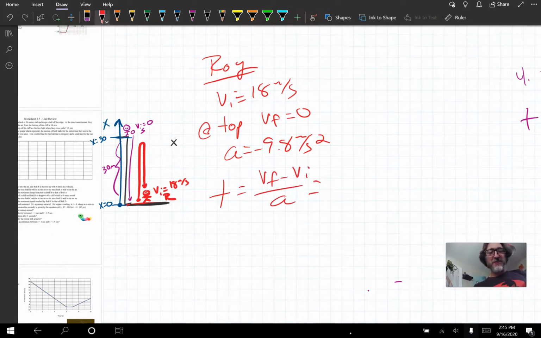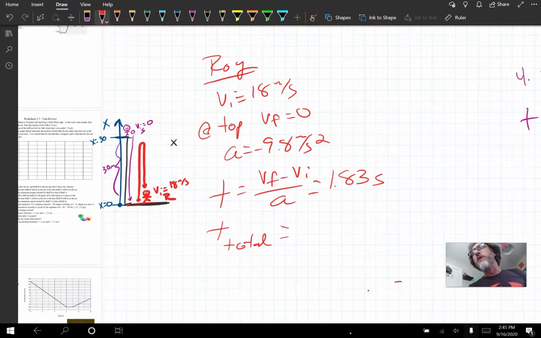All right, so plug those guys in, and we will discover that the time that Roy's ball takes to get to the top of the path is 1.83 seconds, which means that the time that it's in the air total would be double that, or 3.67 seconds.